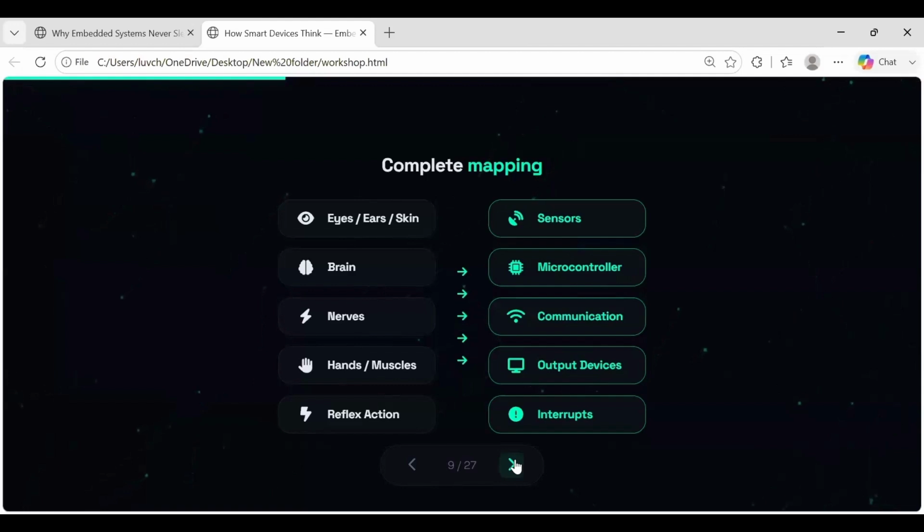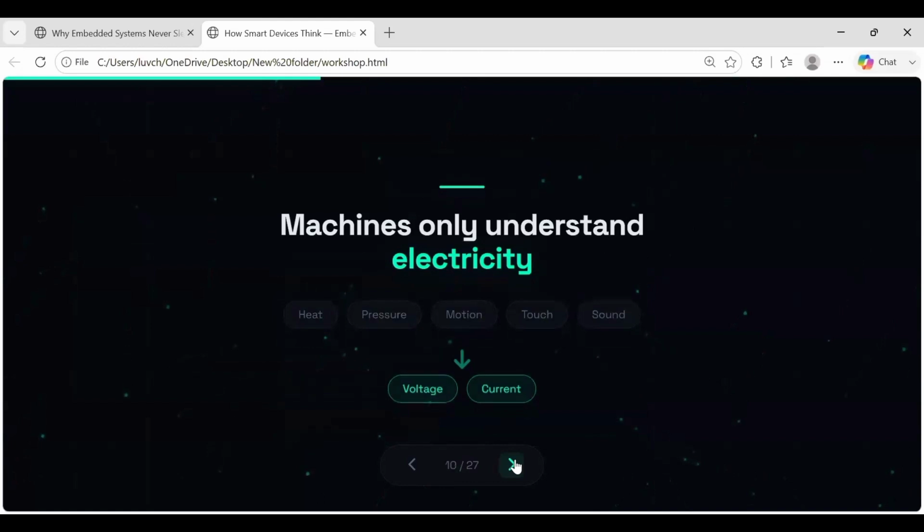Whereas the communication part is being carried on by nerves. You all know it's very, very clear. The signals from the brain will be received or given as a response by the communication nerves, right? And your hands and muscles, we have already discussed, are the output devices. But the very beauty is they reflect action. That is a very important task. That is interrupt. We will clear it later in this session, right?